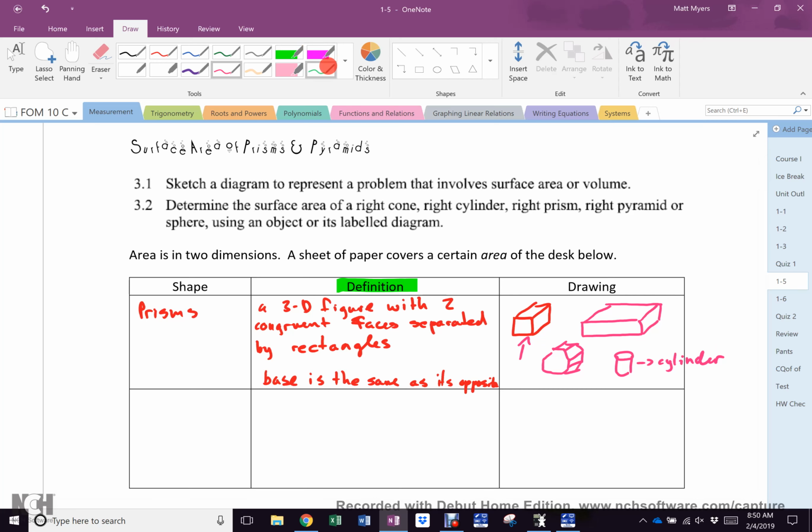Now we move on to the one that some of you probably have not worked with, pyramids. When I say pyramid, what do we all immediately think of? Egypt. We've all seen them. Many cultures use pyramids. The Aztecs had pyramids. The Mayans had pyramids. Tons of cultures have pyramids. How do they differ from a prism? Because again, I don't want an example. I want a definition.